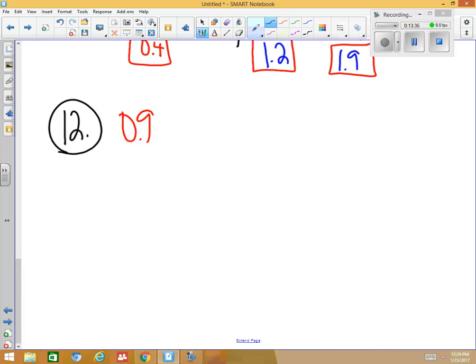So let's look at 13. 13 says 13 tenths. That means 1 and 3. Right, that means 1 whole part. Very good. And 3 left over. So I have 1 whole part and 3 tenths left over. Let's do these by ourselves.